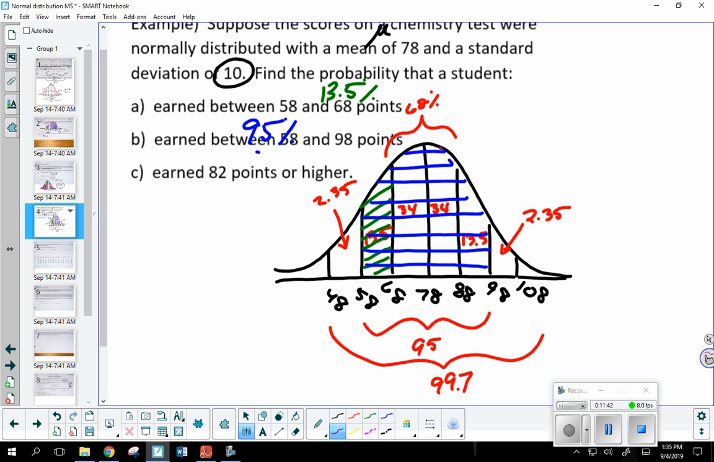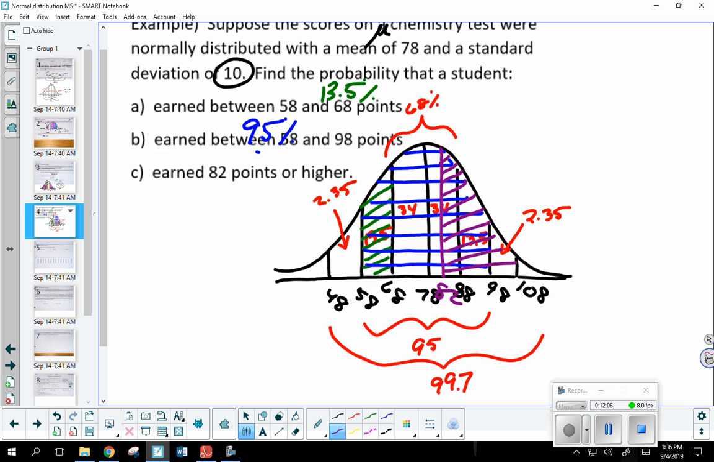So if I were to say 82 is maybe right about here, I want to know what percentage of the data is 82 or above. So we're already going to have an idea. I could take 13.5 plus the 2.35, but how much of the area is going to be taken of that 34? That's the question. So how do I do this one? How did we do it yesterday? Now we go to the calculator.